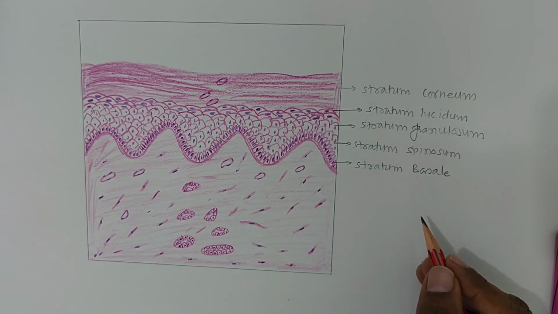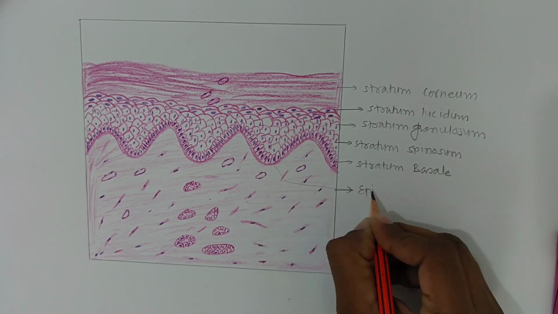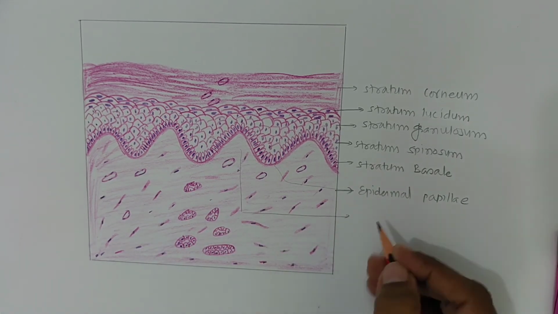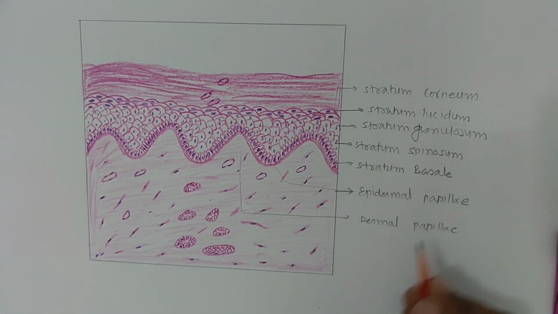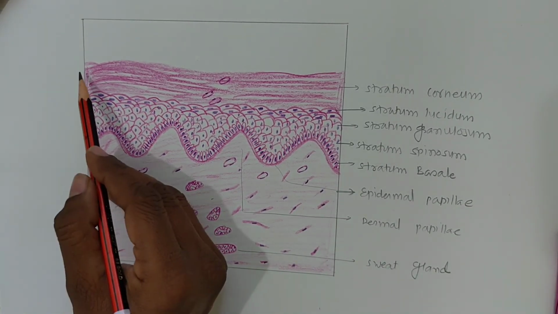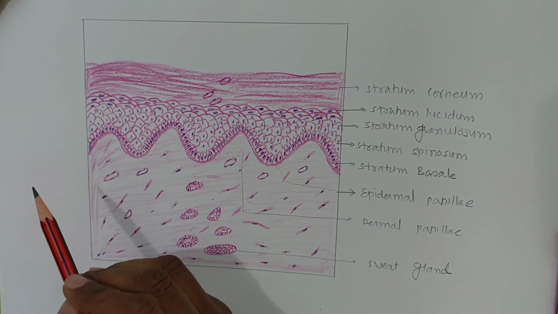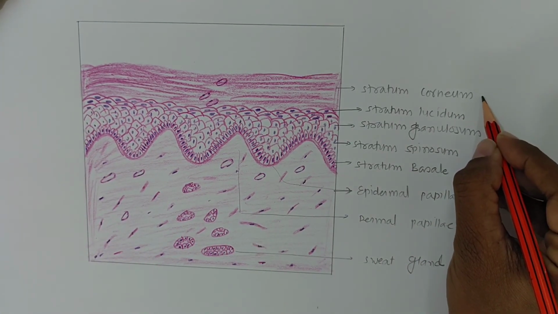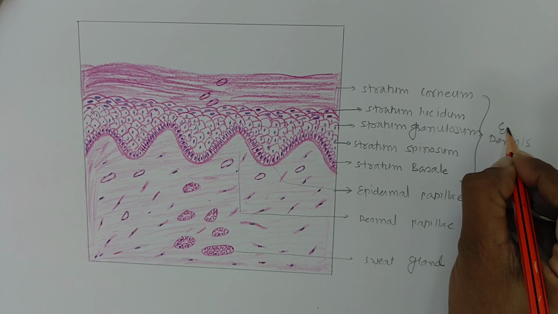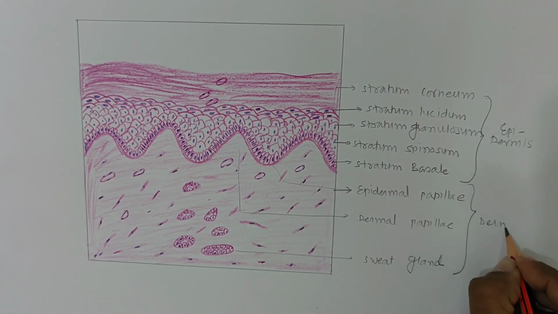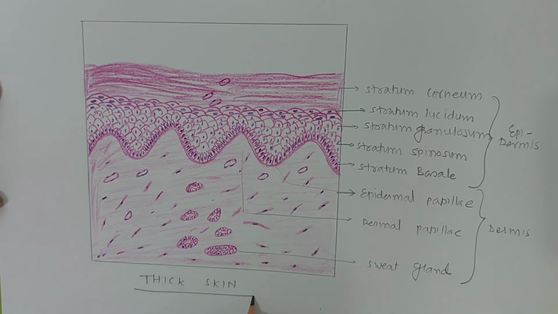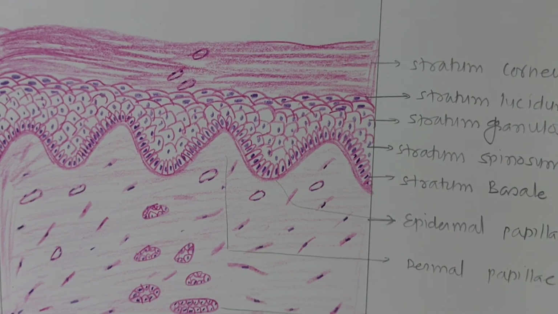Okay. This one is the epidermal papillae. This is the dermal papillae. This is the sweat gland. Now we label it as thick skin. This is a slide of thick skin. Okay. So thank you.